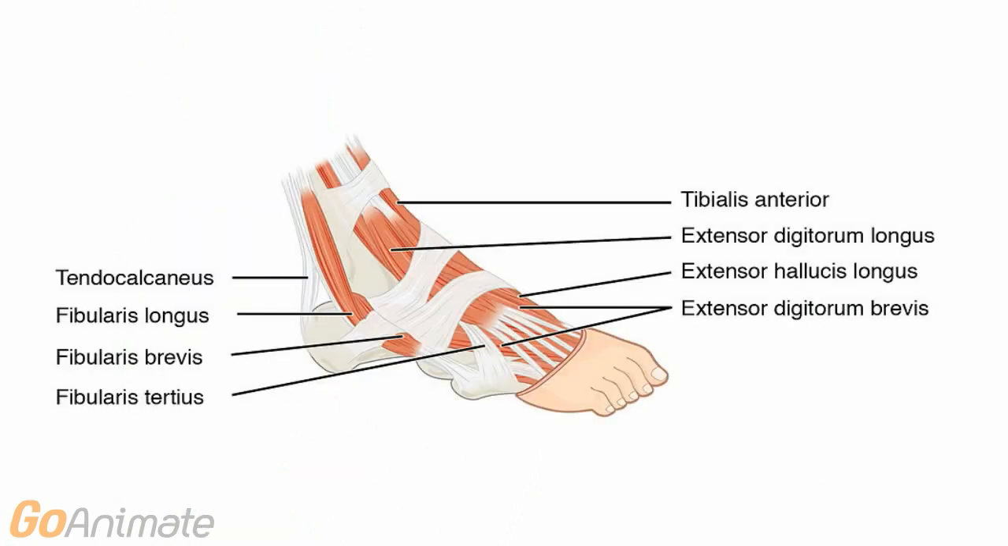There are many muscles in the foot. The fibularis group on the lateral lower leg attach here, as well as some of the deeper extensor muscles of the anterior lower leg.